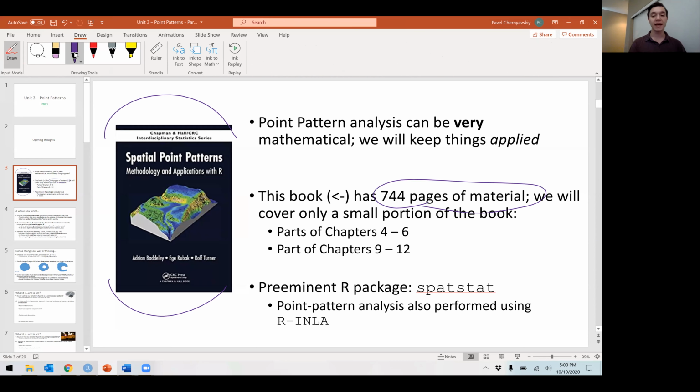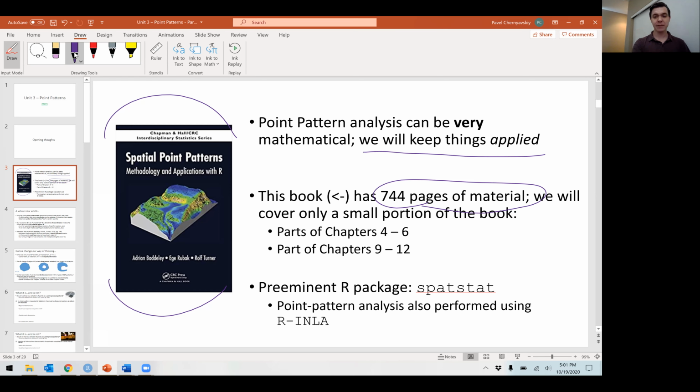And although point pattern analysis can be very mathematical, you introduce things like counting measures, you introduce things like intersections of sets, which is a subset of measure theory. So point pattern can feature measure theory, but it can also be very practical in helping us analyze data. And so in our class we will keep things pretty applied. So if you're interested in the mathematical aspects of point patterns, you won't find it in either this class or in this book. There are plenty of books that do cover that.